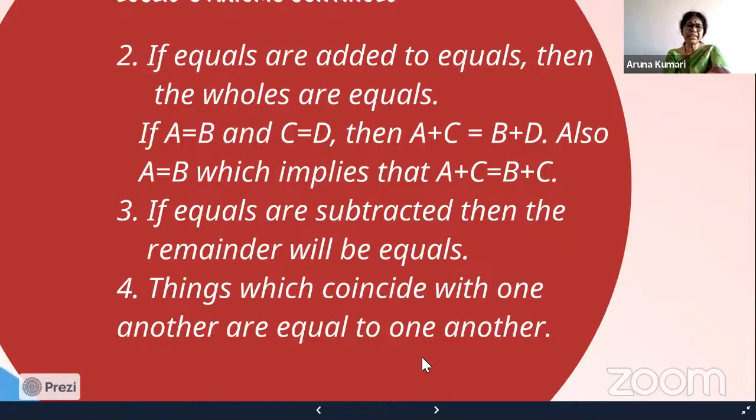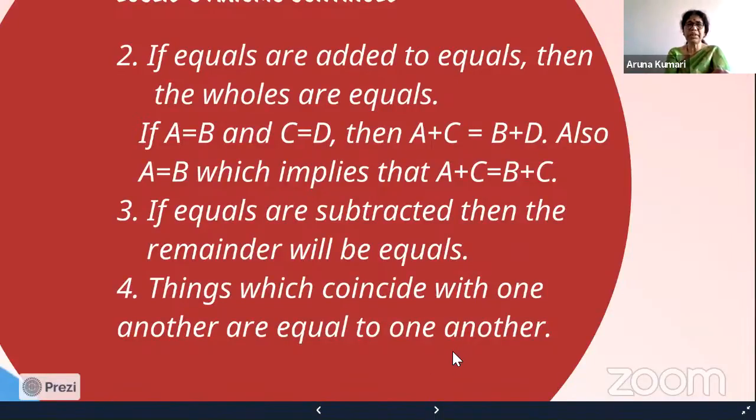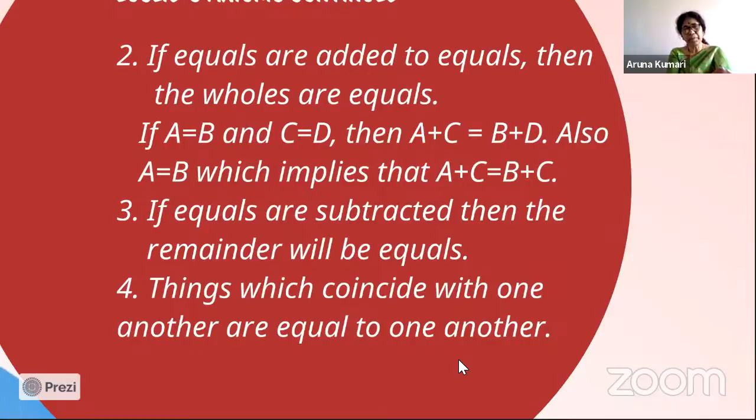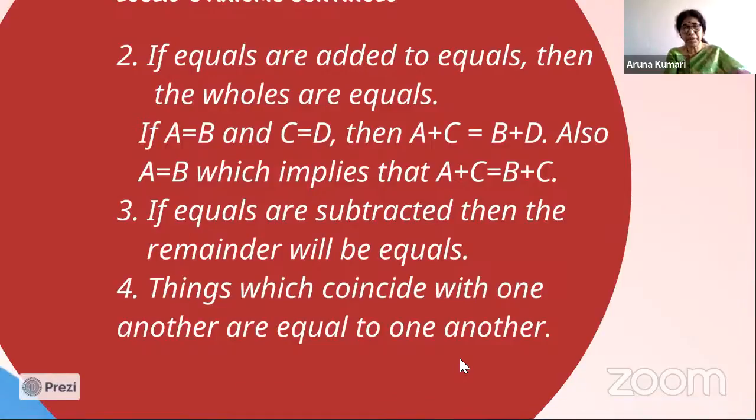See, what do you mean by coincide? Coincide means, if you take two threads, two different colored threads, and you are measuring them. How will you measure? By putting the starting points at the same place, and you will measure. So what will happen? Each thread's starting point and ending point will be the same. That means they have the same length. Then both will coincide.